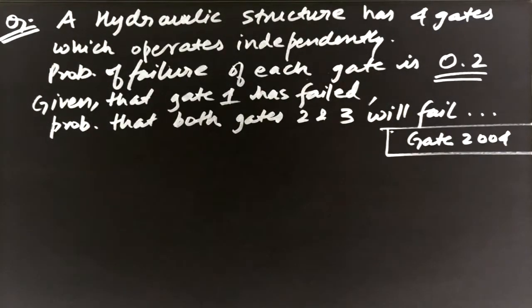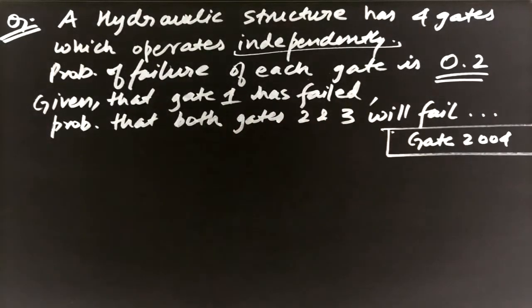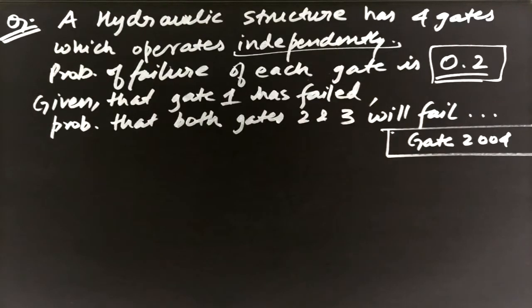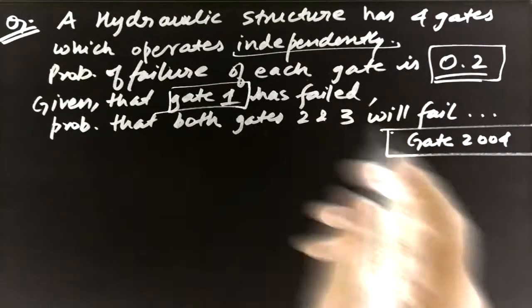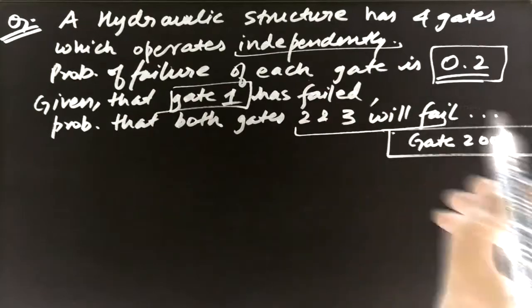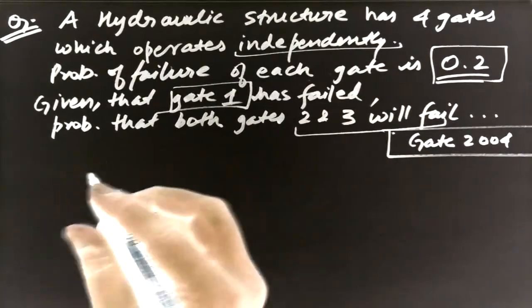This is our next question. It says a hydraulic structure has 4 gates. There is some hydraulic structure, it is having 4 gates which operate independently. So there is no dependency between all these 4 gates. The probability of failure of each gate is given as 0.2, and the first gate 1 has already failed. Then you have to find the probability that both gate 2 and 3 will fail. So how will we attempt? We will write a mathematical equation using this question step by step.